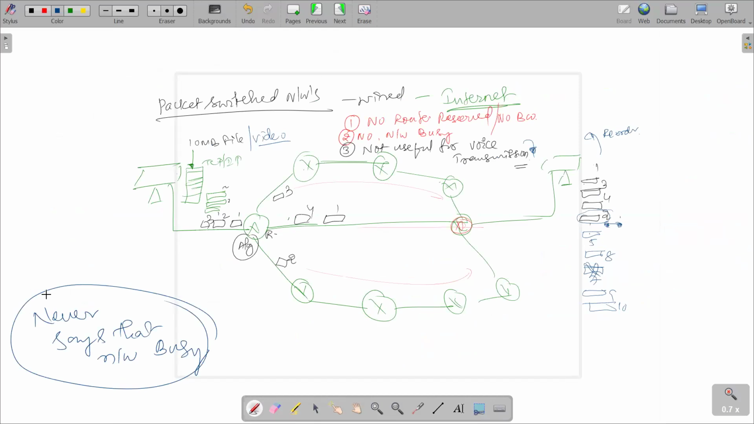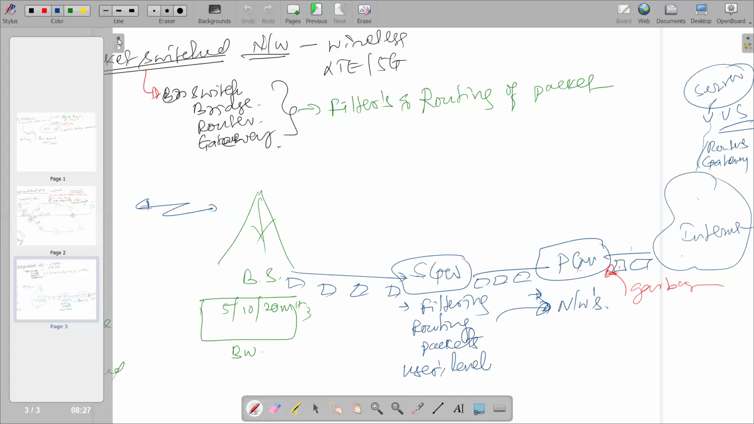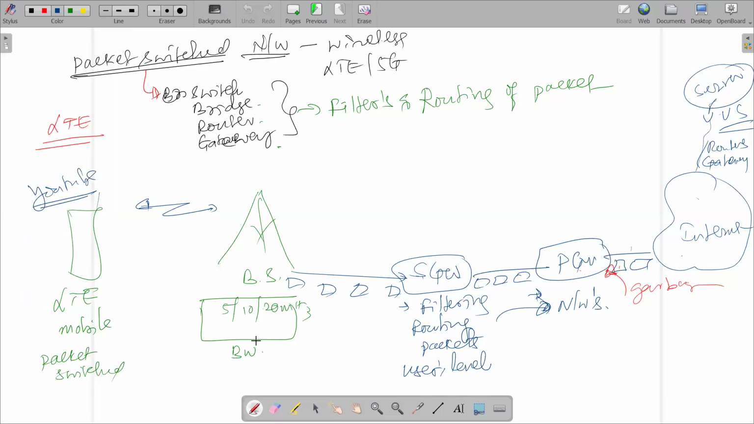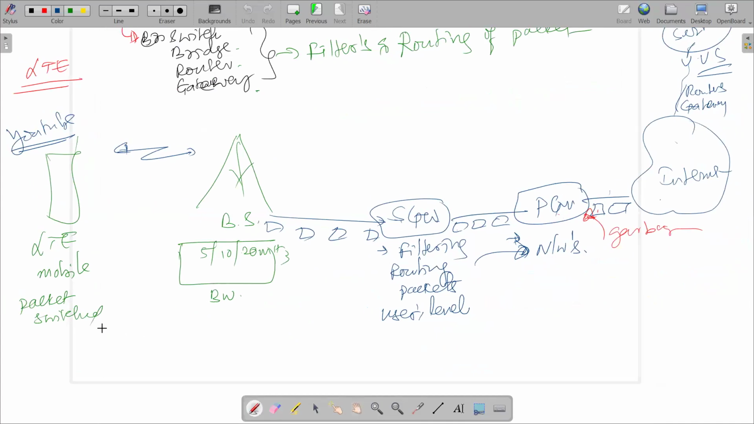Yes, correct. This is buffering only. It never says the network is busy, even with lakhs of people connected to it. Even our LTE network, we are witnessing, right? We have been using this network for almost 10 years, and we don't see that network busy. Maybe the data rate may be lower, but this network never says network busy. Any number of UEs can be connected.